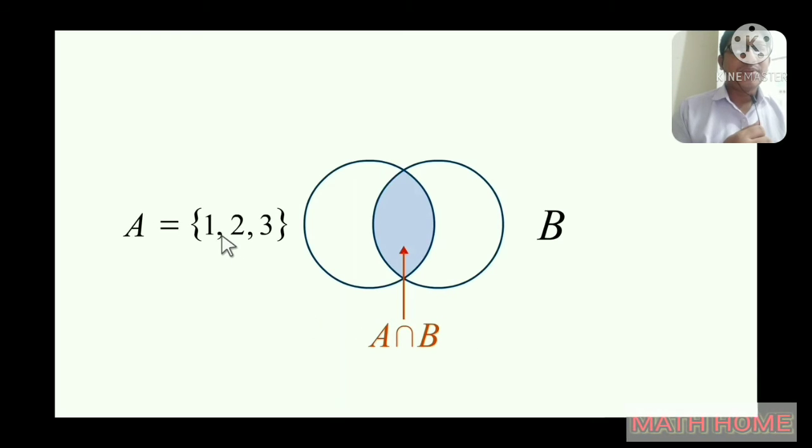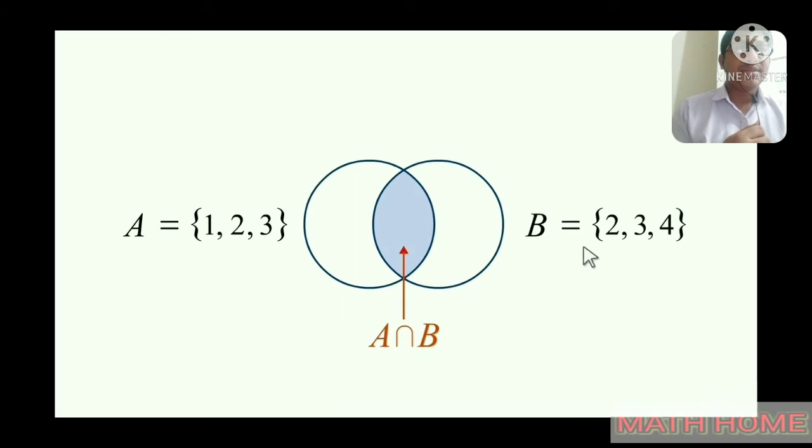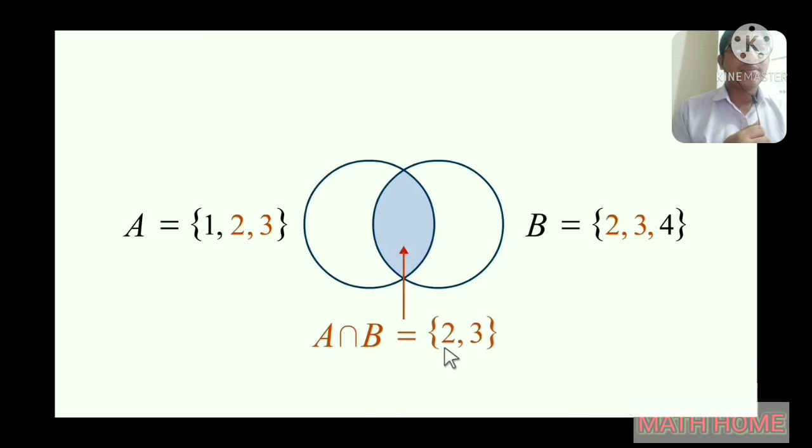If A's elements are 1, 2, 3 and B's elements are 2, 3, 4, there are common elements here, 2 and 3. So we can say A intersect B equal to 2 and 3.